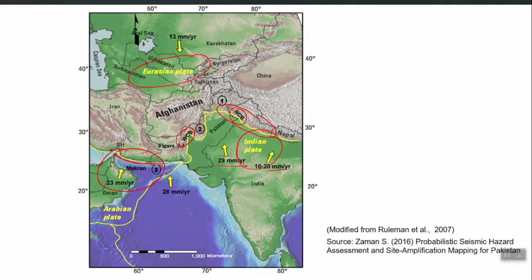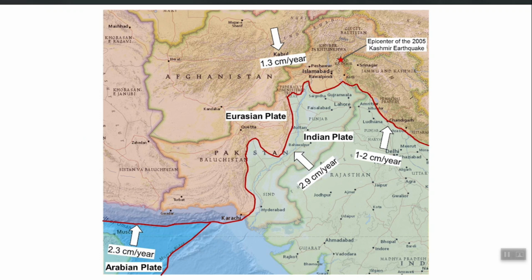We have the Sumatra subduction zone, the Cascadia subduction zone. In our case, we have the Makran subduction zone here. So there are different subduction zones around the world. Here is a clearer picture, but almost the same idea. The epicenter of the Kashmir 2005 earthquake was close to the north collision boundary.